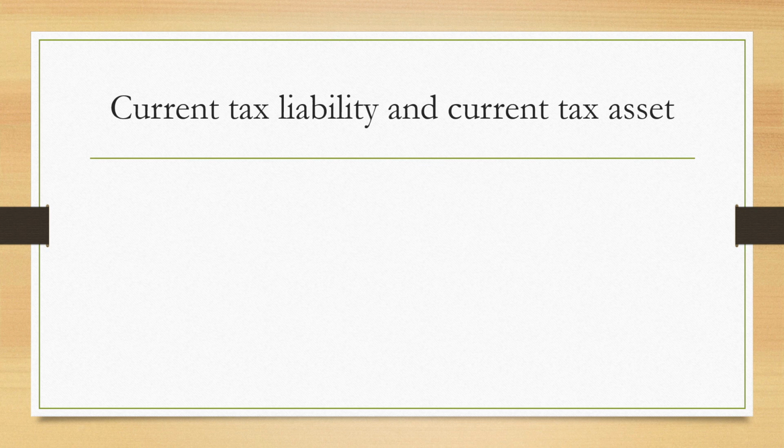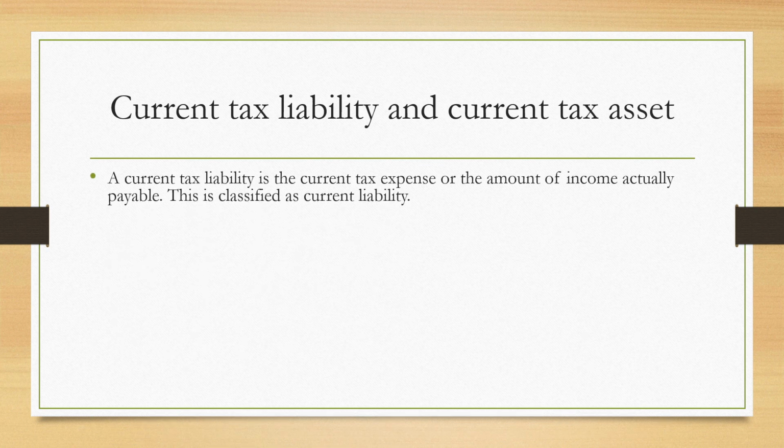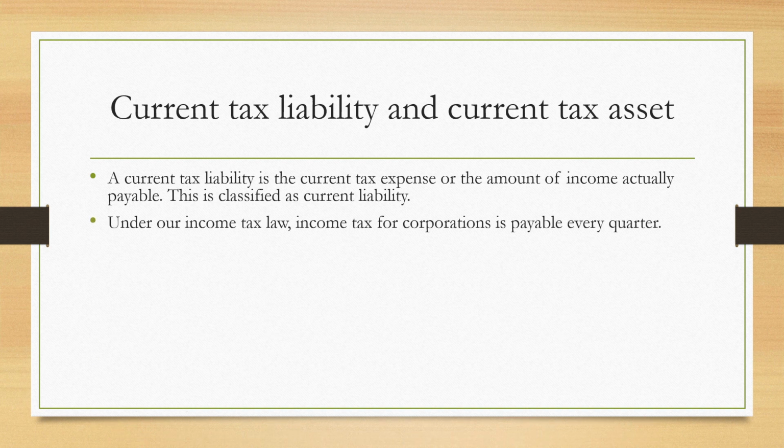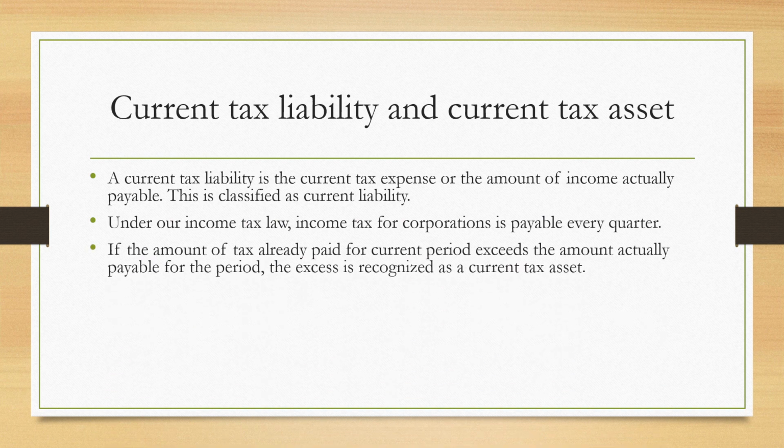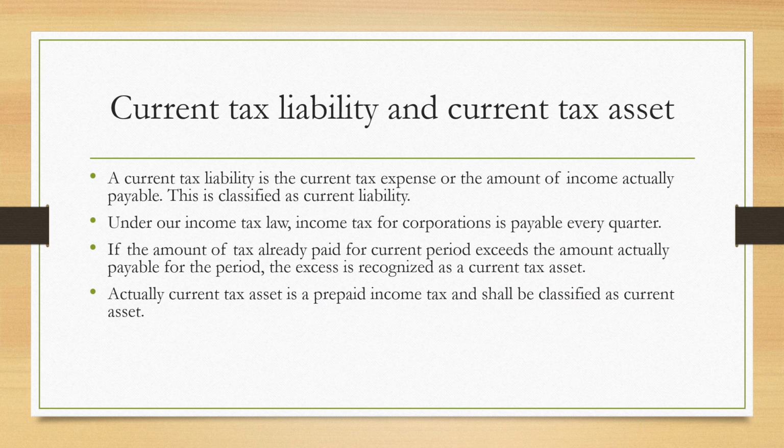Current tax liability and current tax asset. A current tax liability is the current tax expense or the amount of income tax actually payable. This is classified as current liability. Under our income tax law, income tax for corporations is payable every quarter. If the amount of tax already paid for the current period exceeds the amount actually payable for the period, the excess is recognized as current tax asset. Actually, current tax asset is a prepaid income tax and shall be classified as current asset.